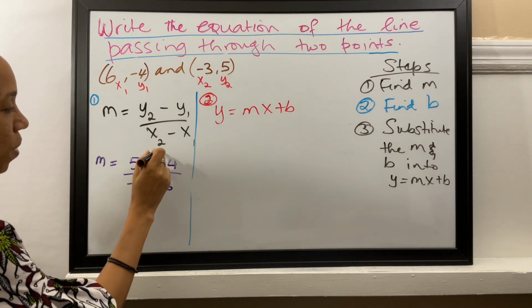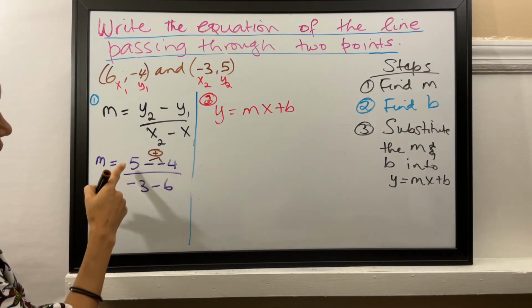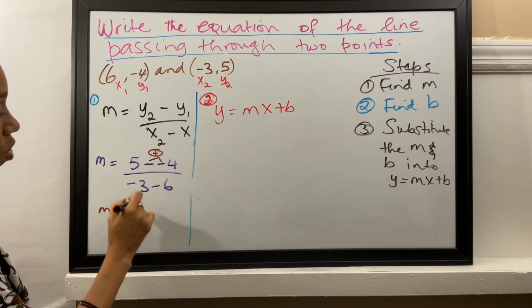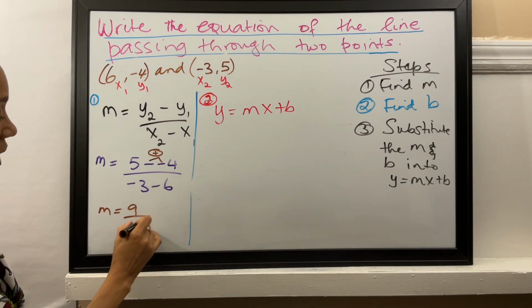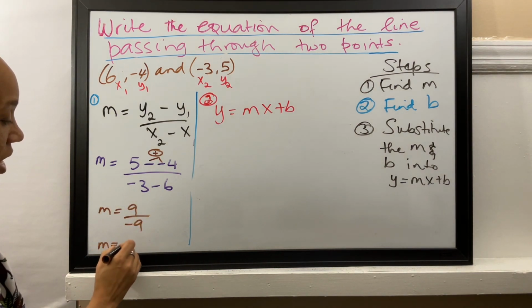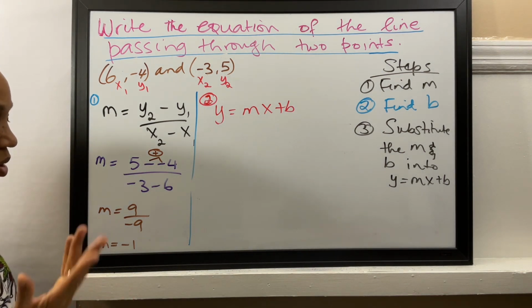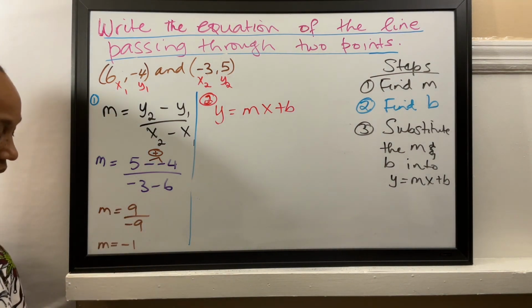Now you notice here that you have two negative signs side by side. You change this into a plus. All right, so now it's 5 plus 4. 5 plus 4 is 9 over -3 minus 6 is -9. So your slope here is simply -1 when you cancel out, okay? Because 9 goes into both and it's just -1. It's -1 over 1 or 1 over -1, same thing as -1.